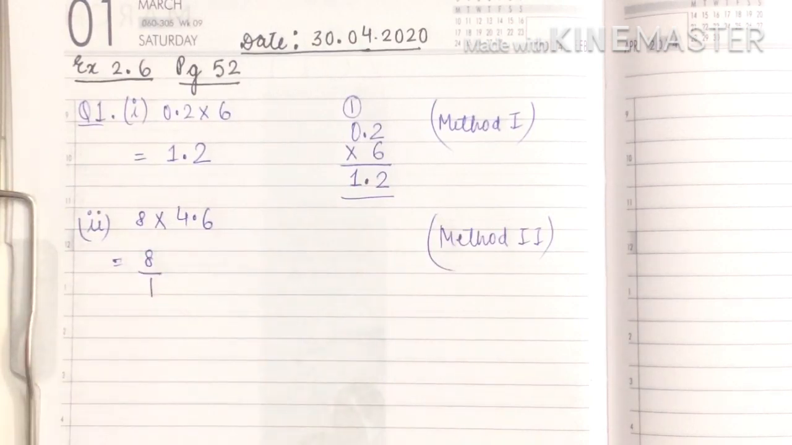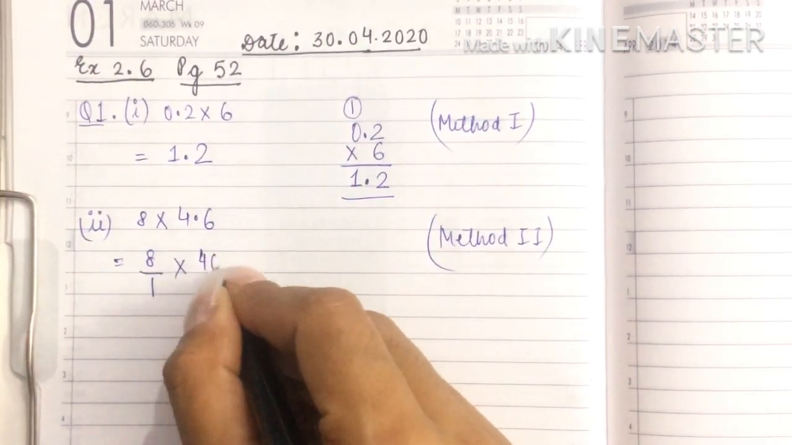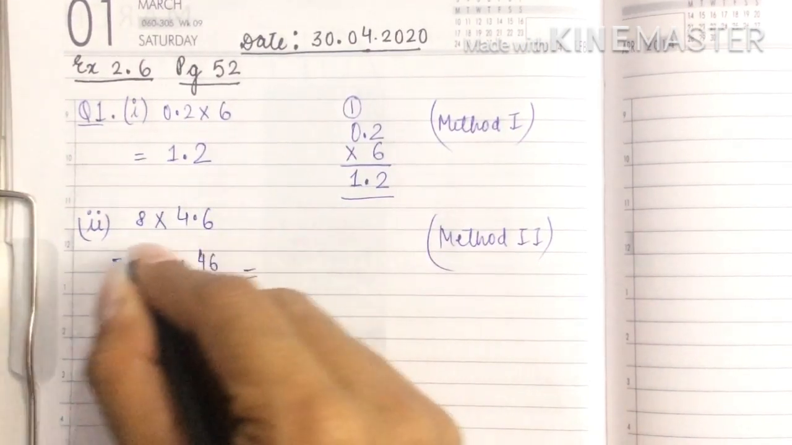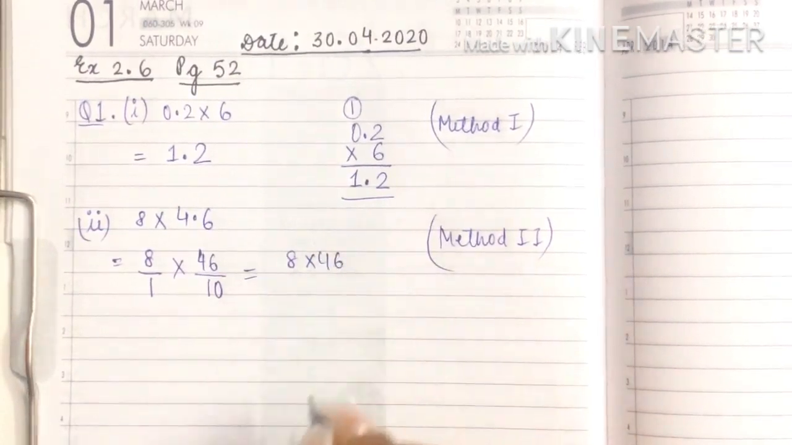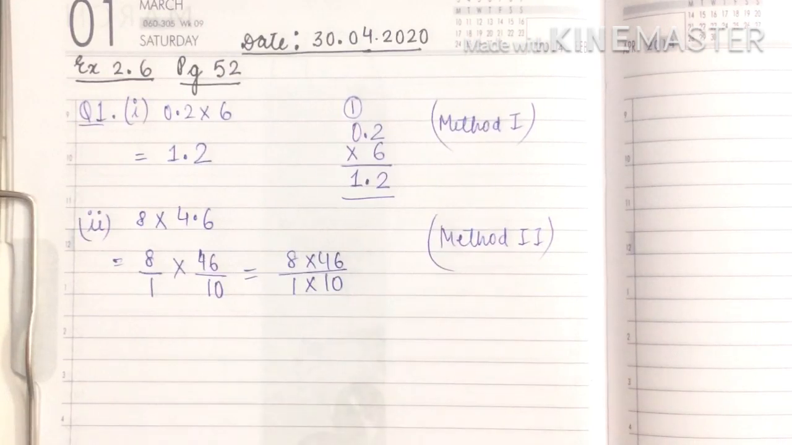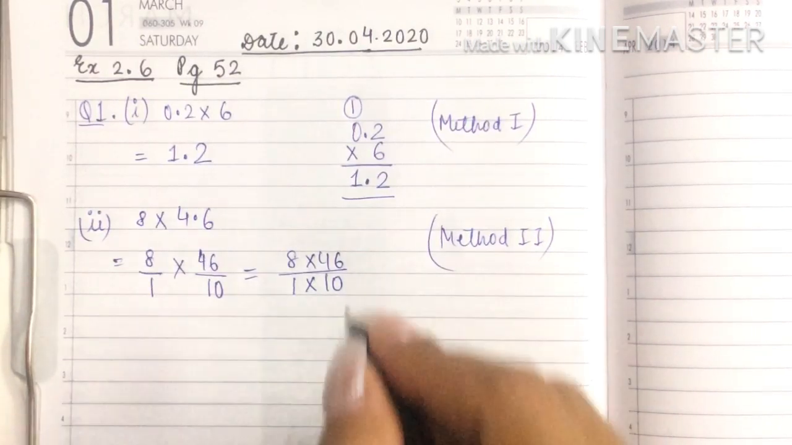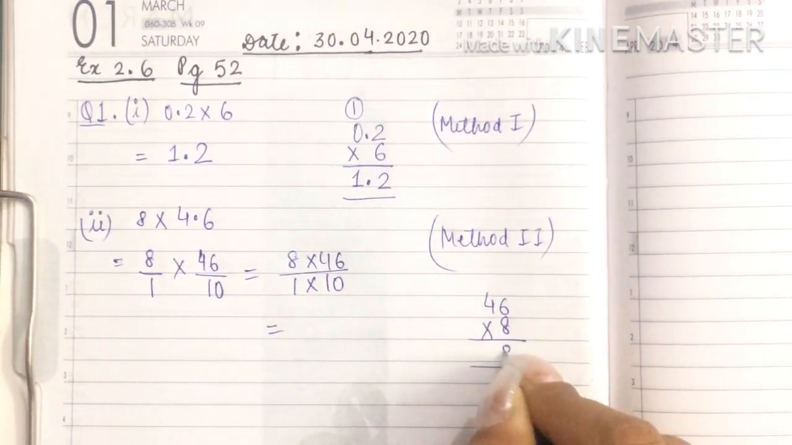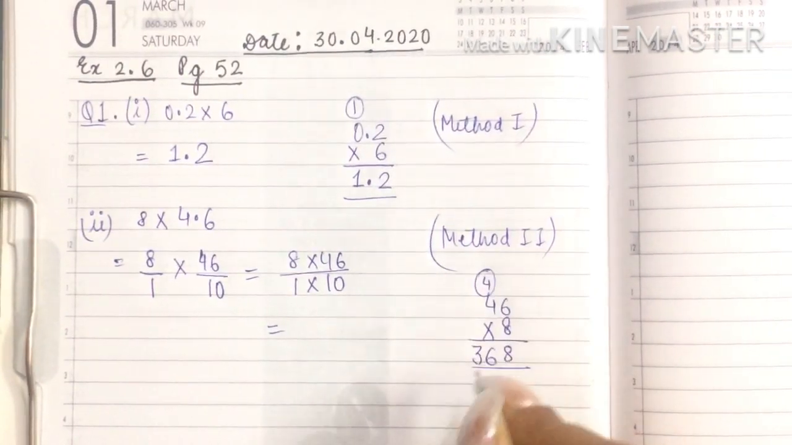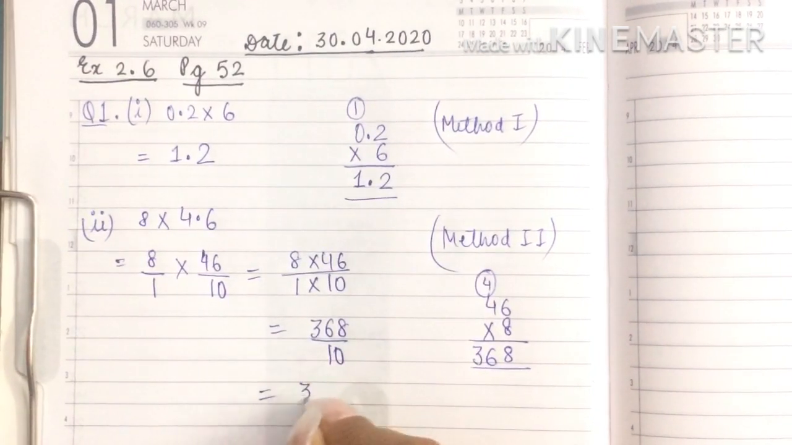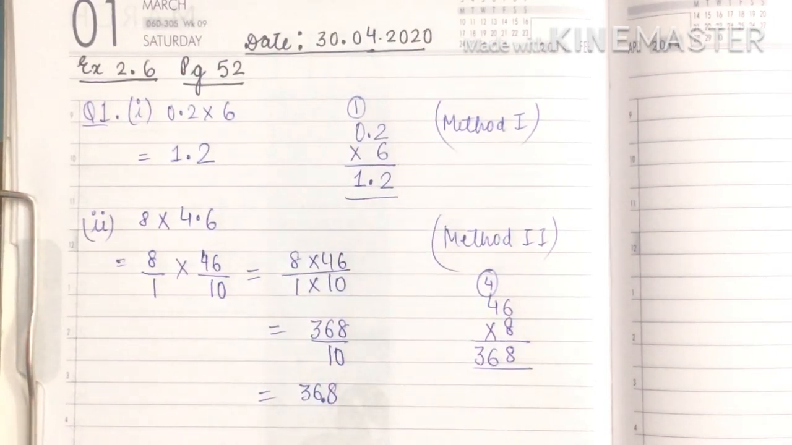So 8 can be written as 8 over 1. 4.6 can be written as 46 by 10. No cutting at all. Multiply your numerators. 8 multiply with 46 in the numerator, and in the denominator I have 1 multiplied with 10. So this becomes multiplying 46 with 8 in the working column. So 368 over 10. Now put the point back. 10, so point will be put right here. This is your answer.